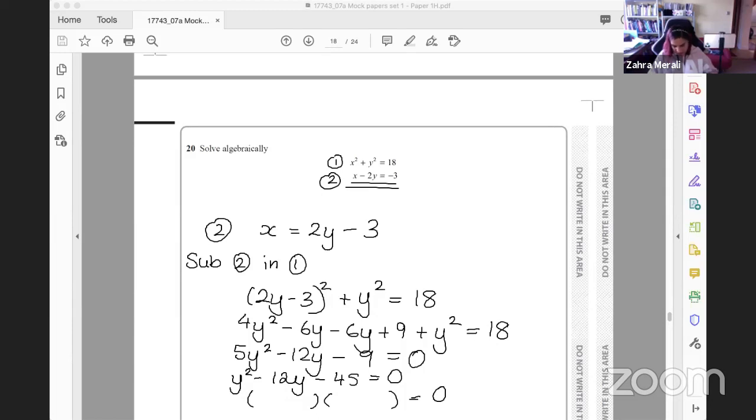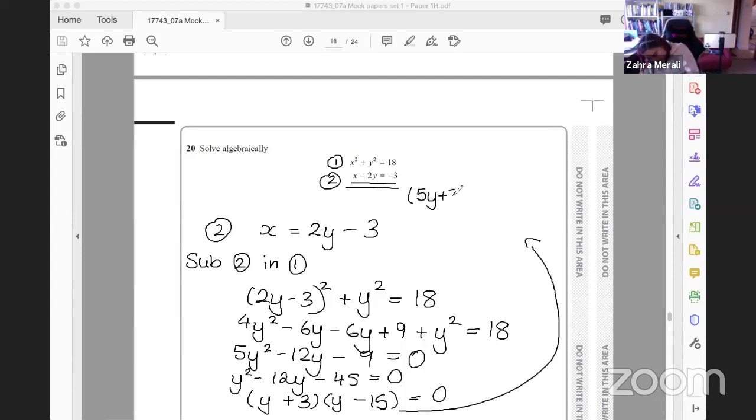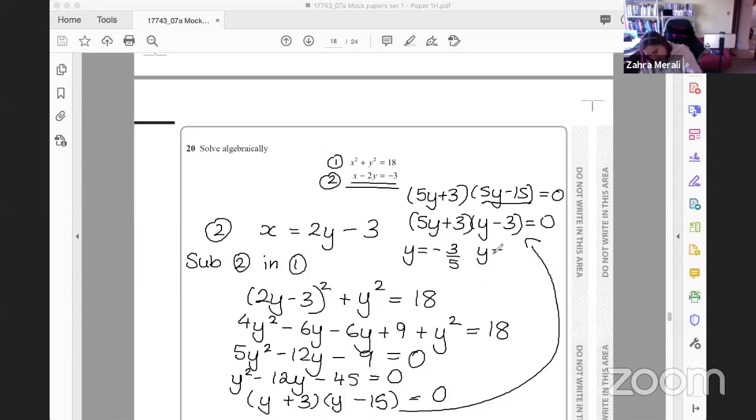So you're going to have 15 and 3. Yeah, that's right. So you're going to have minus 15 plus 3. And now you have to give the 5 back. So you're going to end up with 5y plus 3 and 5y minus 15. You can divide this one by 5. So you end up with 5y plus 3, y minus 3 equals 0. So y can be minus 3 over 5, or y is 3.